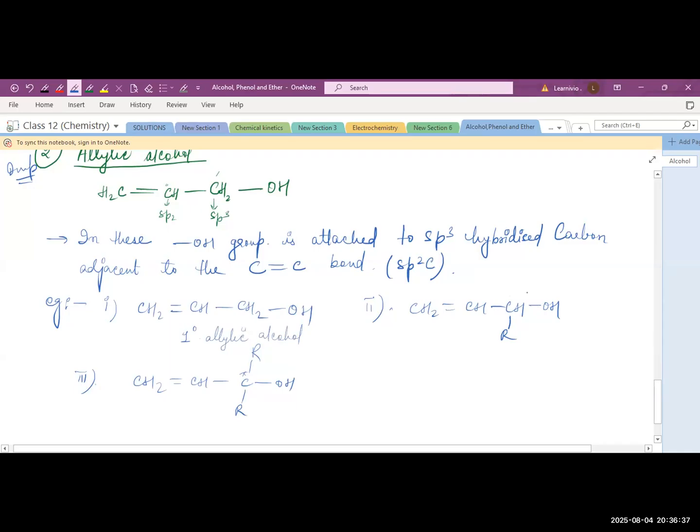Allylic carbon से कितने two groups are attached, right? This is a two, secondary allylic alcohol. Now the third case is, you can see there are three groups attached to this allylic carbon. This is the allylic carbon, and there are three groups: R group, and this is CH group. So this is your tertiary allylic alcohol.